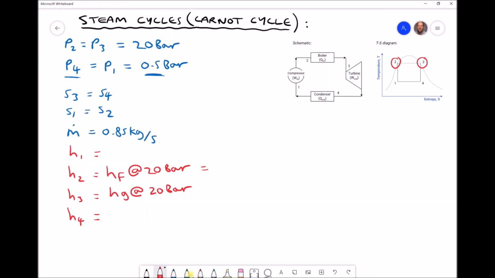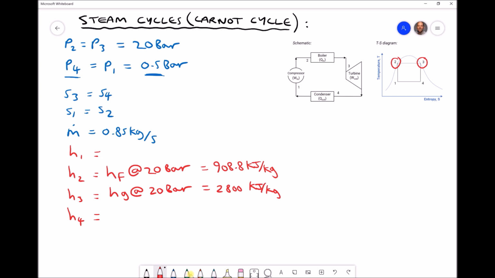Hf at 20 bar we said was 908.8. The units there are kilojoules per kilogram. And Hg was 2800 kilojoules per kilogram. If you're unsure of the units there, then you can check on the steam tables at the top of the column for enthalpies. Now, before we find H1 and H4, we need to do a little bit of extra work.